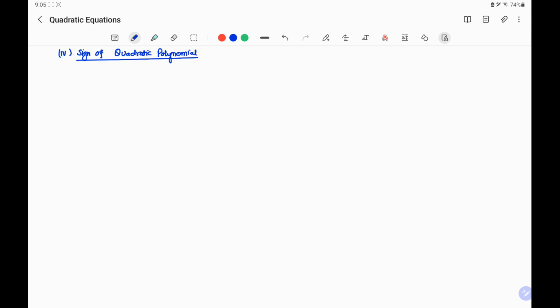Next, we have to find the sign of the quadratic polynomial, which is given by f(x) equal to ax square plus bx plus c, where a is not equal to 0. We have two cases in terms of parameter a. A is the coefficient of x square. This a may be greater than 0, it means parabola is upward opening, or a is less than 0, that is a is negative, parabola will be downward opening. And in terms of discriminant d, we have three cases.